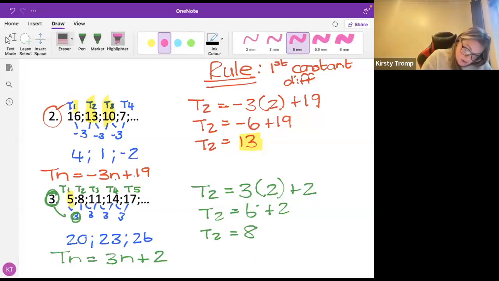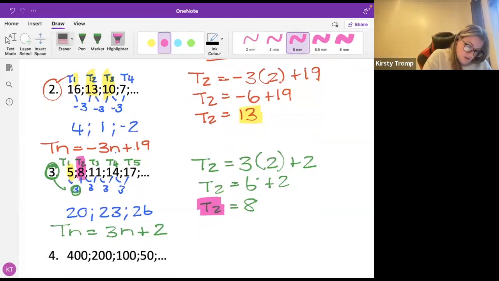Is the second term T2? There's T2 over there. Is it equal to 8? Yes, it is. Beautiful, beautiful maths. All right, let's go try it again.